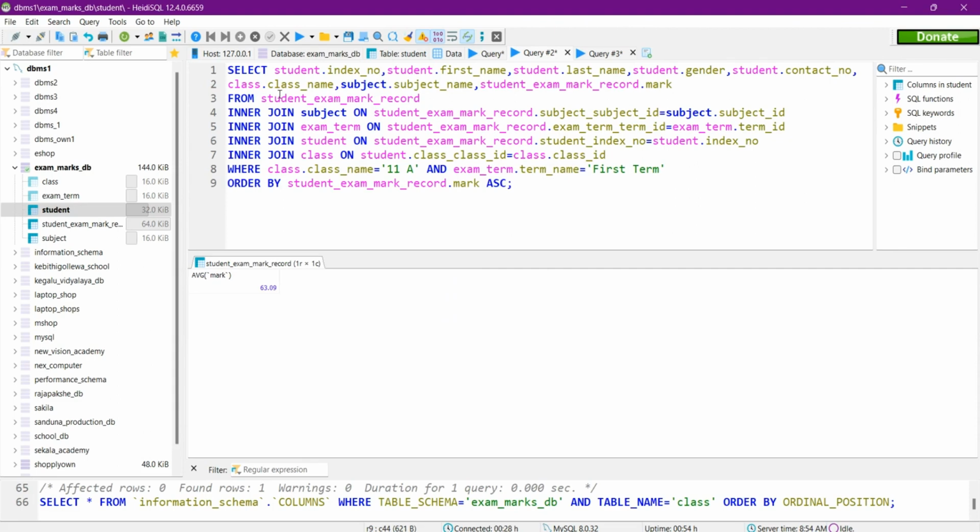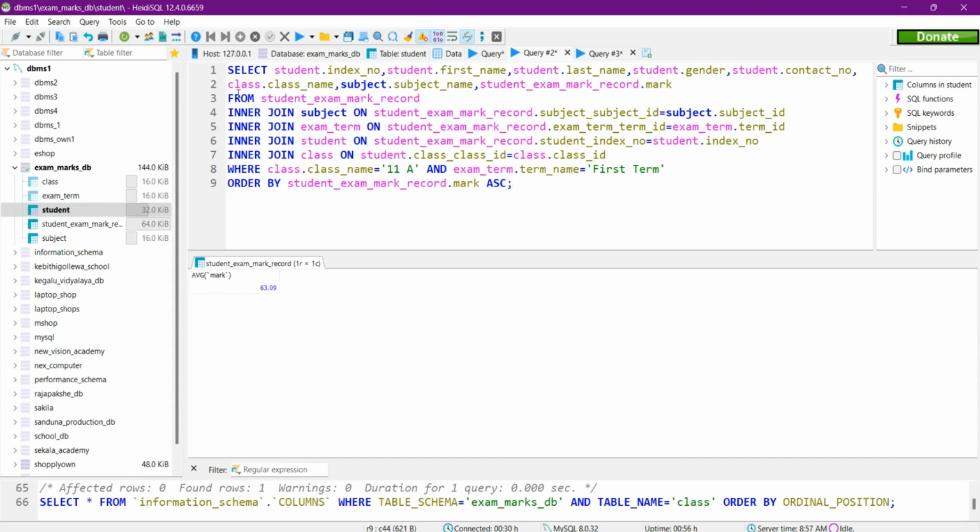So this is the query for the fourth question. When we look at the query, we have selected all the details of the students. Here you can see index number, first name, last name, gender, contact number, class name, subject name, and then mark. After that, we have joined all the tables: the subject table, exam term table, student table, class table, through join statements. After that, when you come here, we have given two conditions telling that the term name should be first term and the class name should be 11A.